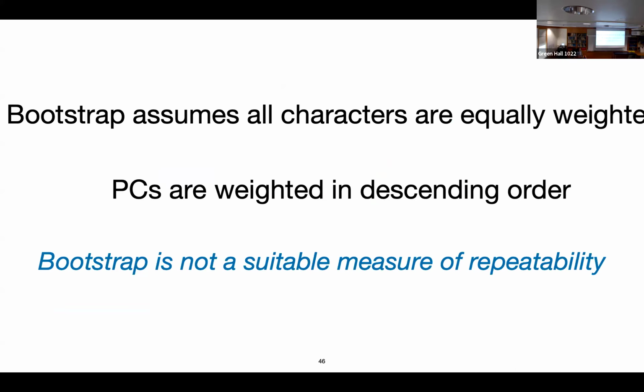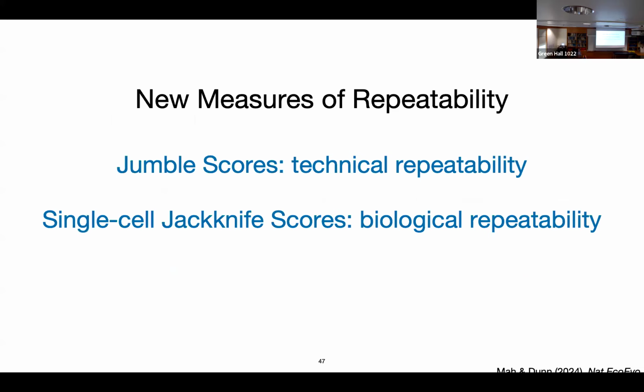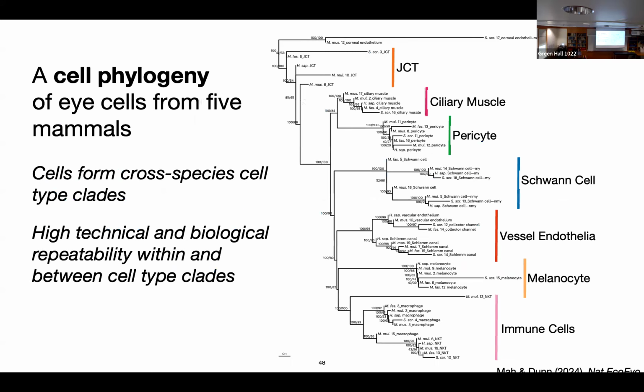One thing I'm not going to get into is how I calculated support values. So we couldn't use Bootstrap, because Bootstrap assumes that all the characters are weighted equally. But principal components are weighted in order of descending variance, so Bootstrap wasn't appropriate. So I invented two new measures of repeatability: jumbo scores, which measure technical repeatability, and single-cell jackknife scores, which measure biological repeatability. But for brevity, I'm not going to get into them, so if you're interested, I'd be happy to talk to you about them after the talk.